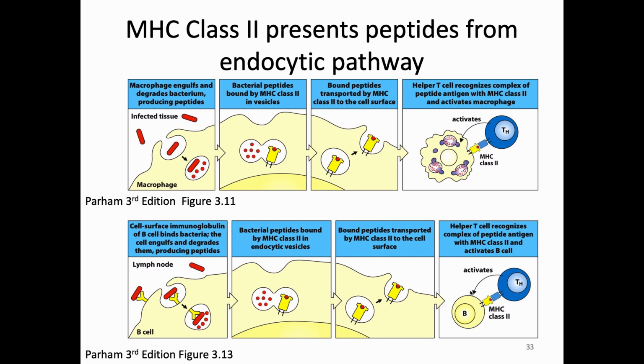In any case, that is where Class II gets its peptides. So usually, Class II is getting peptides from something that has been brought in by phagocytosis or endocytosis. The peptides are brought in, and so we see those peptides coming from the endocytic pathway, not from the cytoplasm.